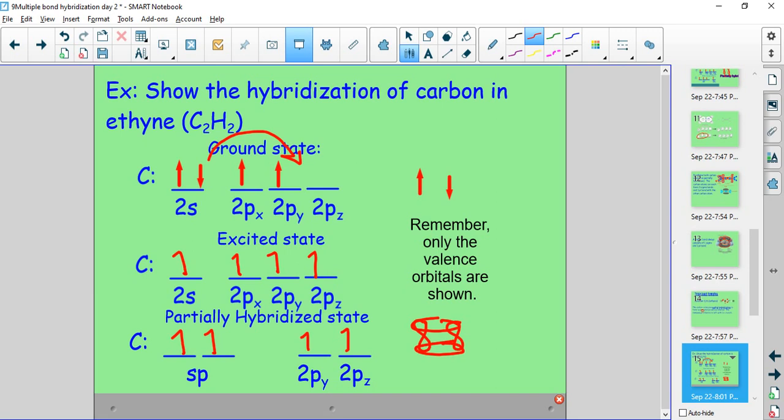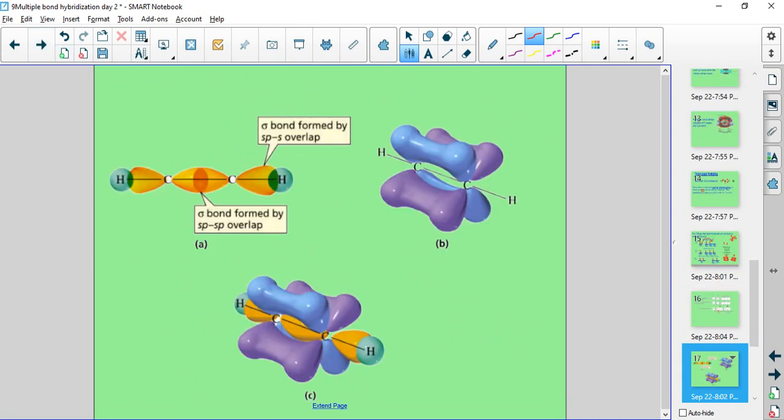Now changing the orientation, if you recall our 3D axes, if this is Z, this is X, and if this is Y, then we're going to have in the Y direction, these will overlap here, these will overlap here, and this will create 1 pi bond and another pi bond between the two carbons. Now it will look like this.